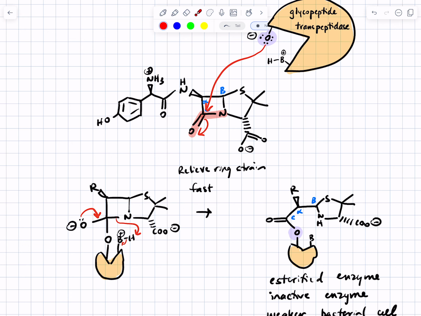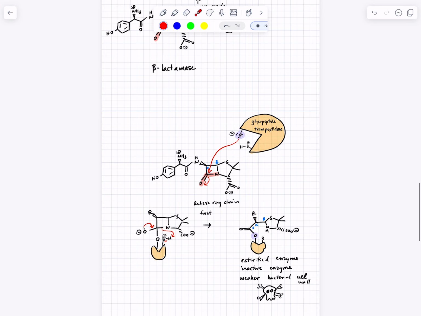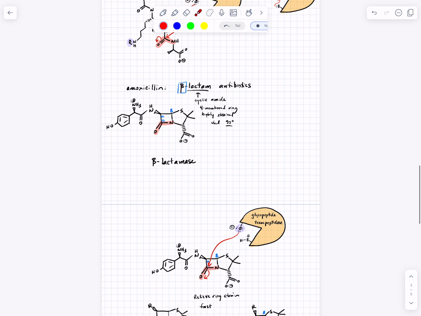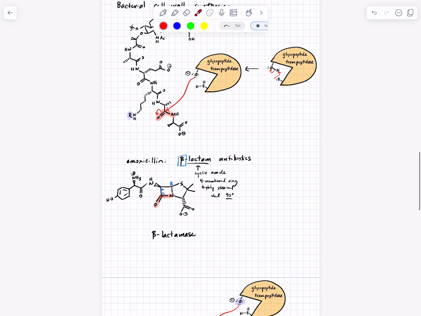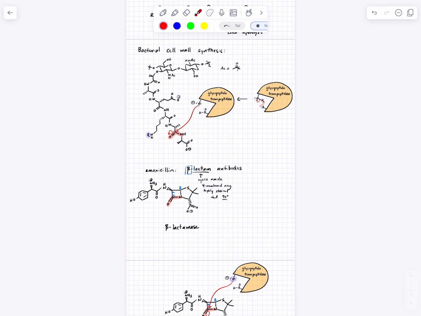Yeah. It could have to do with differences in shape. If I'm hand waving an answer, it's probably related to the differences in shape between the beta-lactam and all of this. Okay, others?